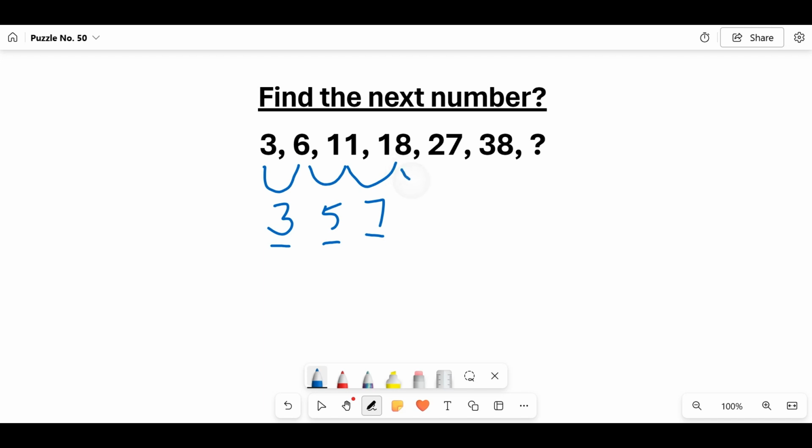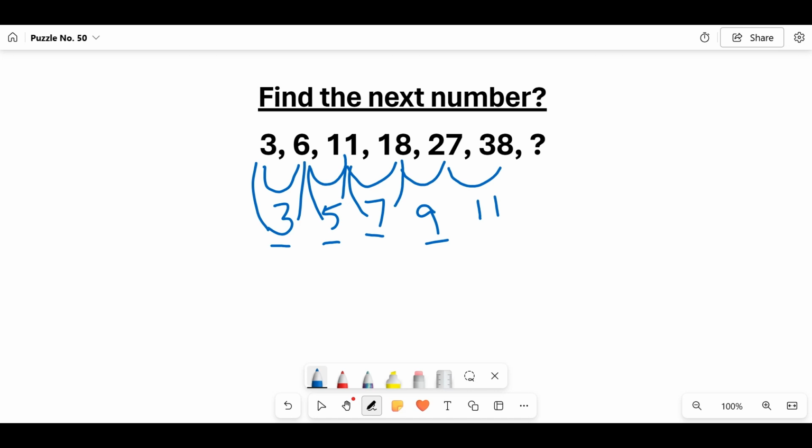Let us take the difference between 18 and 27, which is again 9, right? So that is the odd number there, keep on adding to get the next number. That means 3 plus 3, we get 6. Similarly 6 plus 5, we get 11. Similarly 11 plus 7, we get 18. Similarly, let us take the difference between 27 and 38, it will be 11.